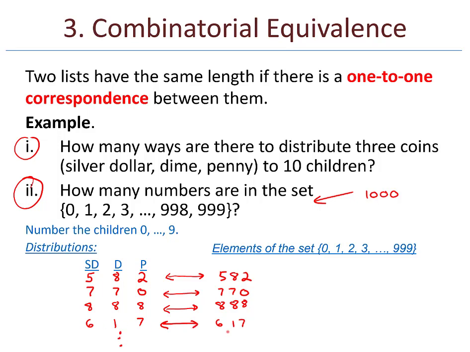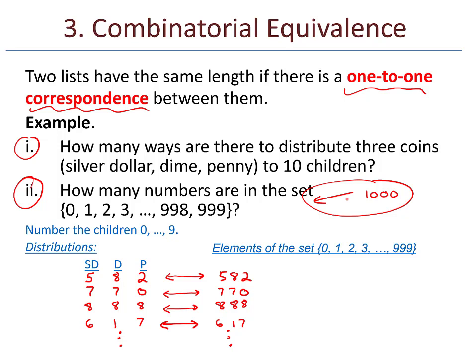So every distribution corresponds to a particular element in the set. Every element in that set, 0 to 999, corresponds to some particular distribution. There is a one-to-one correspondence between these two sets, so they have the same number of elements. Now, problem number 2 was very easy to count, and so now I know a solution to number 1. How many ways are there to distribute these 3 coins? There are exactly 1,000 ways.